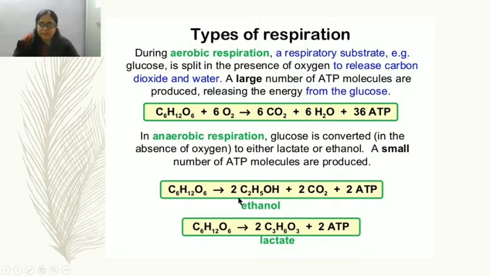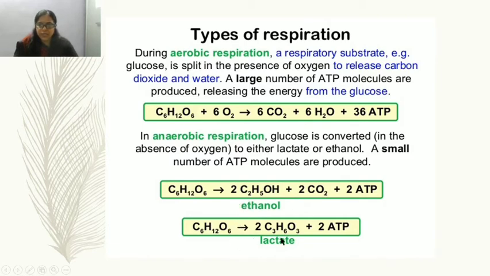C6H12O6 breaks down, produces ethanol, C2H5OH, 2 molecules of CO2, and only a small amount, 2 ATP, is released. So this process is known as fermentation, also taking place in yeast cells. Yeast cells के अंदर ये process होती है and this is known as fermentation.